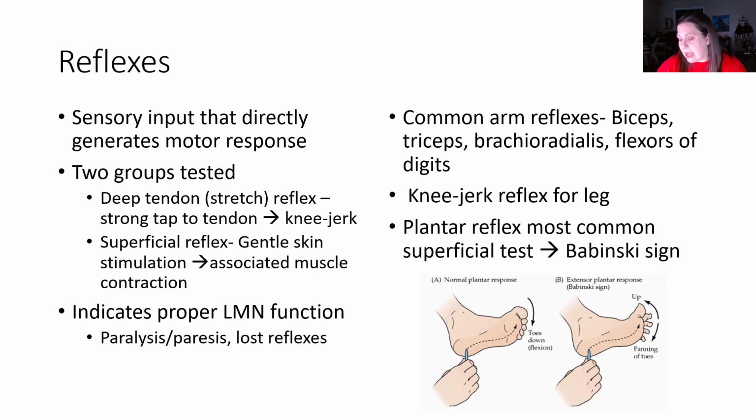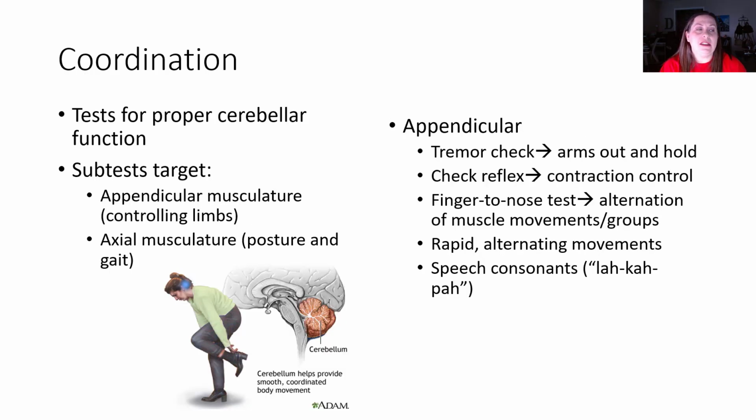Now, this brings us to the last group, which is coordination and gait. With coordination, it's going to test proper cerebellar function. And coordination, a lot of times with these subtests, they're looking at the appendicular musculature, which are your arms and legs, like your limbs. Also your axial musculature, like your trunk: can we utilize them, and how we utilize them together.